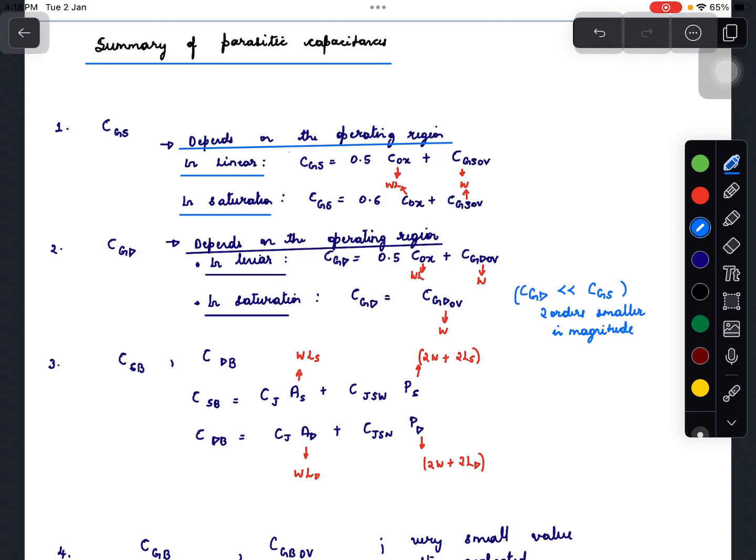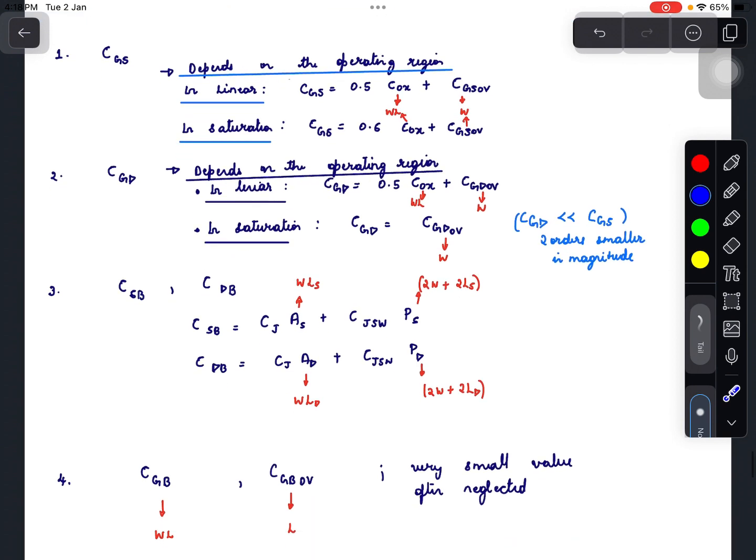And we need to remember the dependencies of the capacitance on the width and length. Here we can see COX is dependent on the width times length. CGS overlap is dependent only on the width, and also CGD overlap is dependent only on the width.